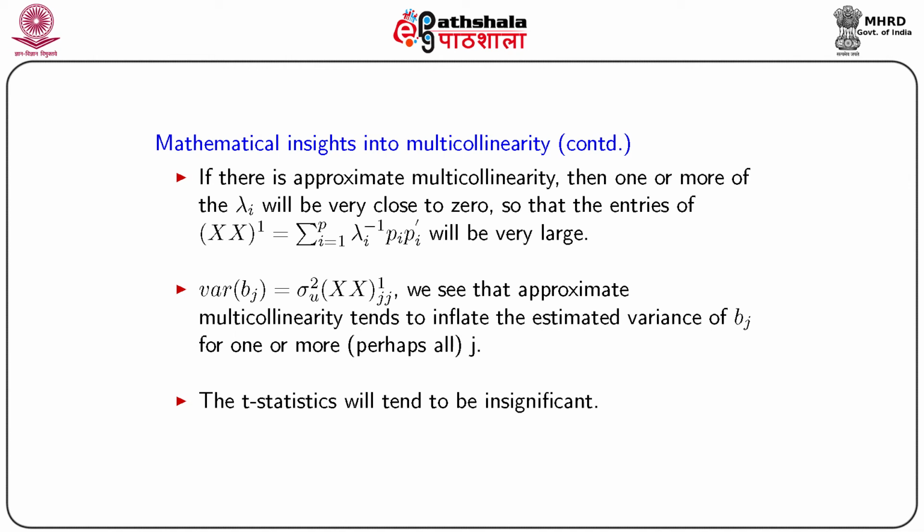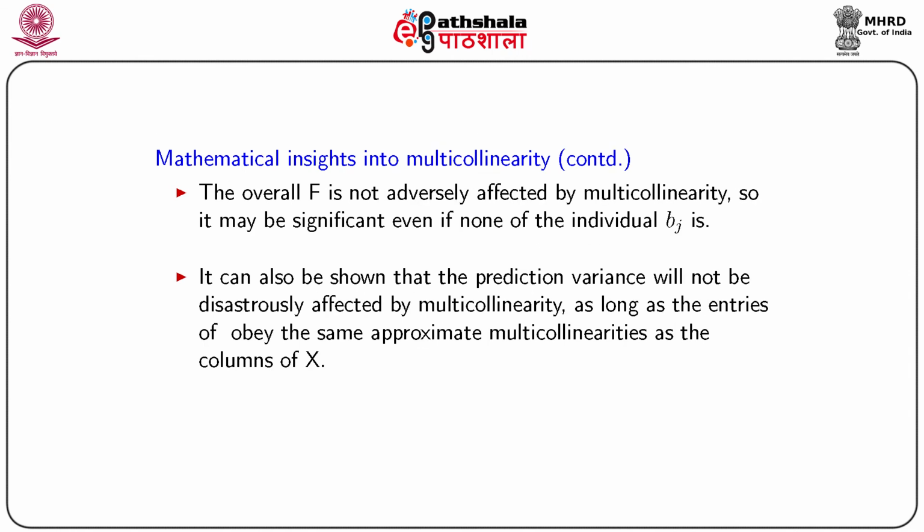Now, since the variance of each of these regression coefficients is given by sigma u square times the jj entry of X prime X whole inverse for the jth regression coefficient, we see that approximate multicollinearity tends to inflate the estimated variance of beta j for one or more of the j's. As a result, the t statistics will tend to be insignificant, as I have pointed out before. So the overall F is not adversely affected by multicollinearity, although the t statistic has been compromised. So the F may be significant even if none of the individual beta j is.